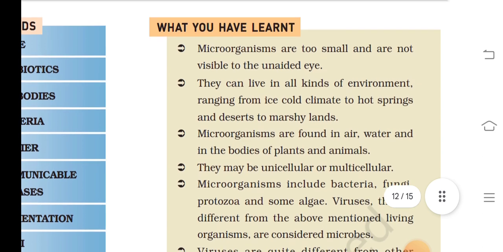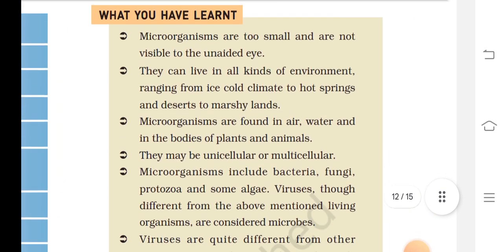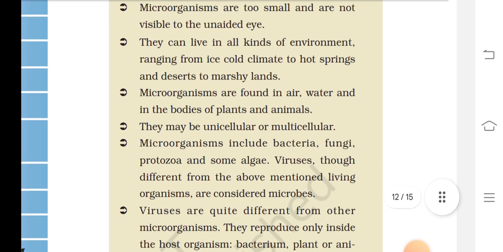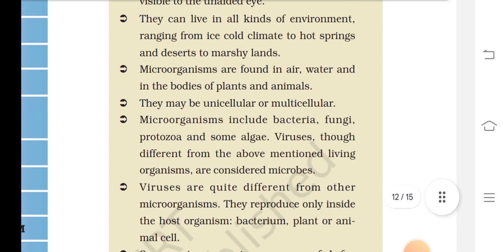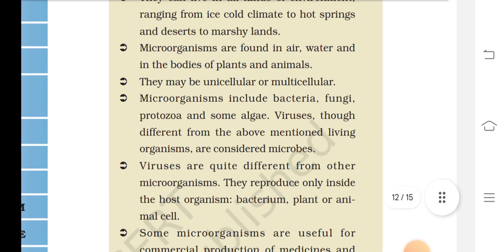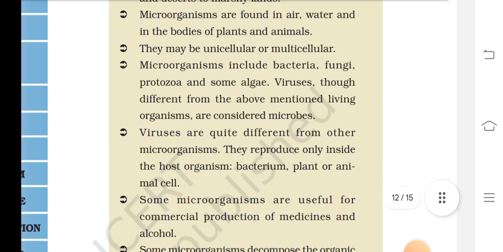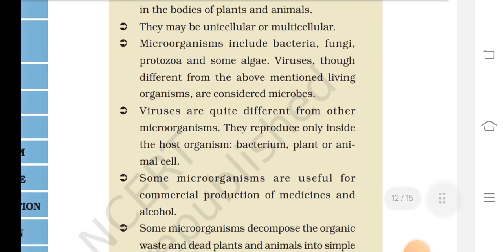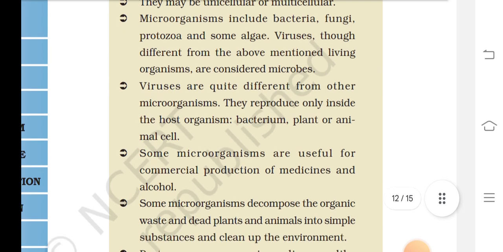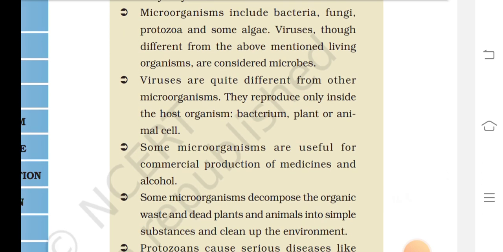What you have learned. Microorganisms are too small and are not visible to the unaided eye. They can live in all kinds of environments, ranging from ice-cold climates to hot springs, deserts, and marshy lands. Microorganisms are found in air, water, and in the bodies of plants and animals. They may be unicellular or multicellular. Microorganisms include bacteria, fungi, protozoa, and some algae.